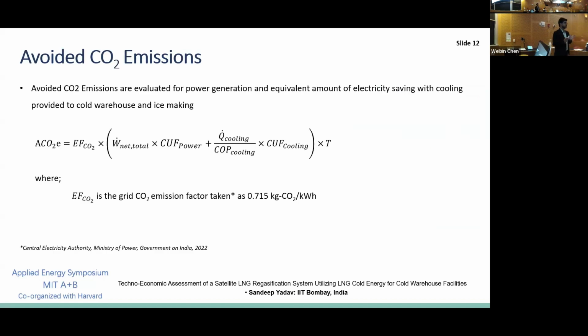And in addition to the thermodynamic as well as the economic analysis, we have also done a carbon footprint analysis. As we are displacing the amount of electricity that would otherwise be used, we are able to calculate the amount of CO2 that can be avoided using this system.